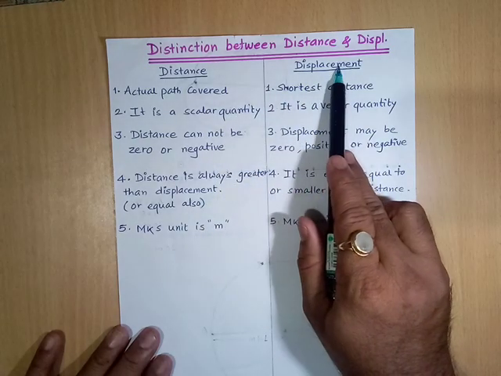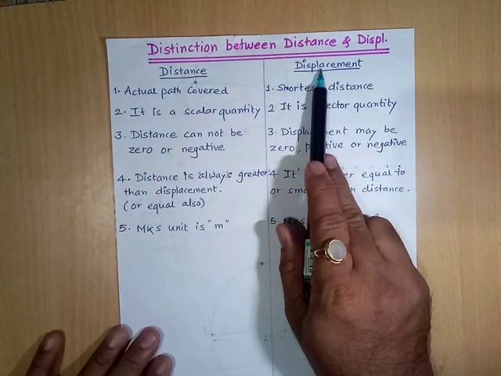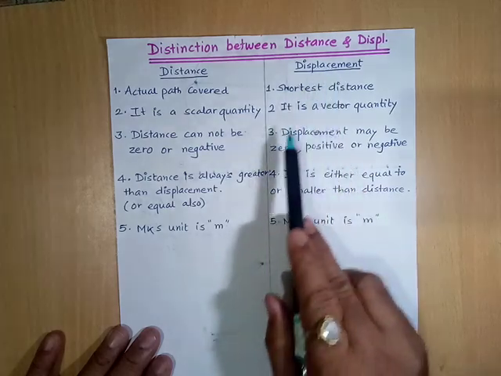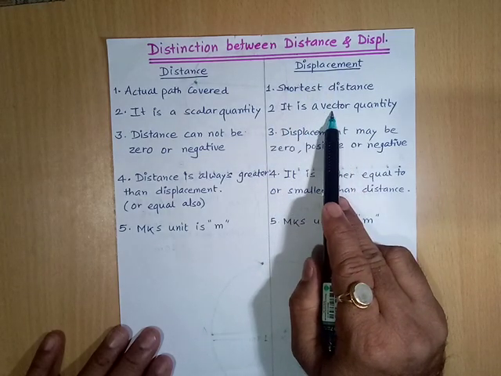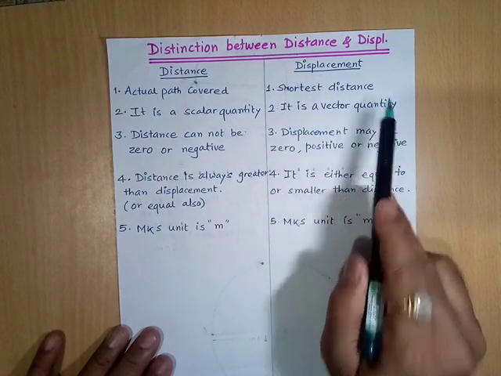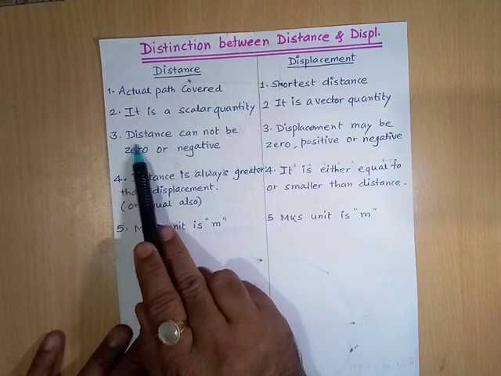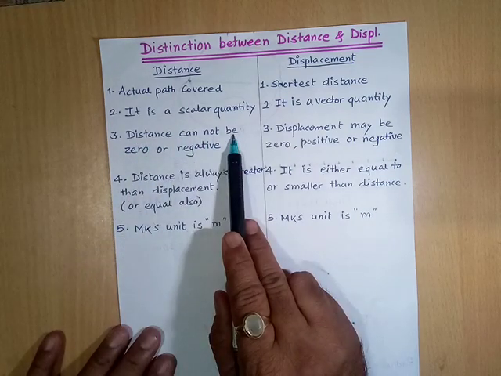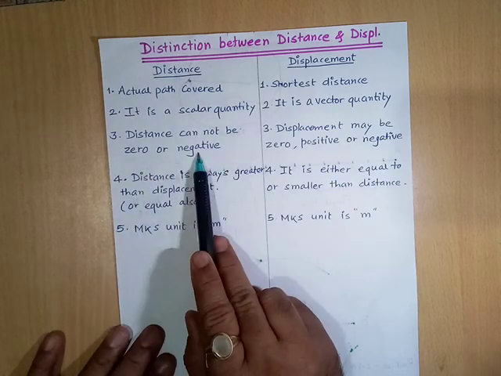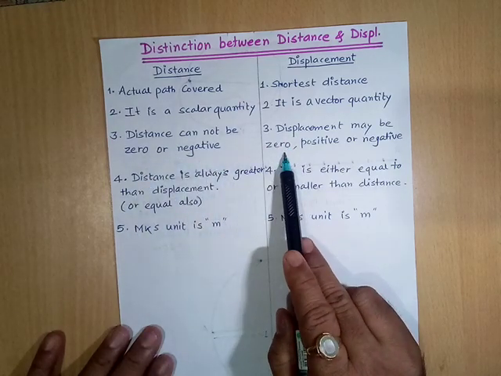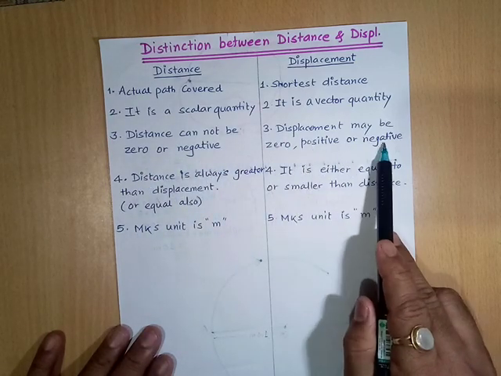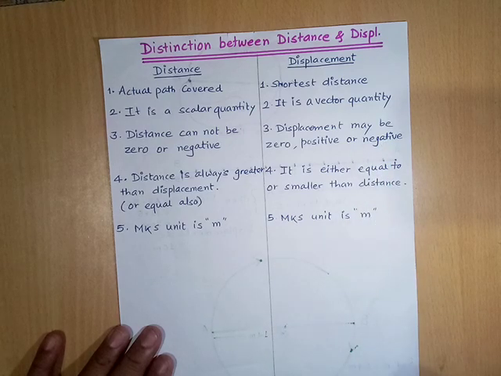However, for displacement, representation of the magnitude along with the direction is also necessary. That's why displacement is a vector quantity. Now this point is important over here. Distance cannot be 0, or negative, but displacement may be 0, it may be positive, or it may be negative. We have seen in the previous example that in the circular path of motion, when an object moves from point A and again reaches point A, the displacement will become 0.